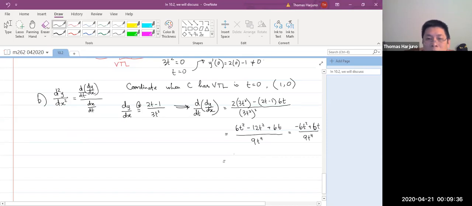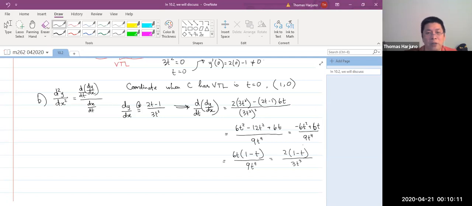I will factor the 6t on the top. So I will get 1 minus t over 9t to the 4th, reduced by t and 3. 2 times 1 minus t over 3t cubed. We are not done yet. This is just the derivative of dy dx with respect to t.